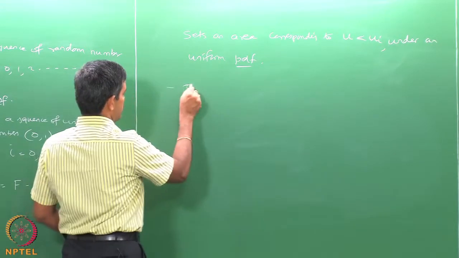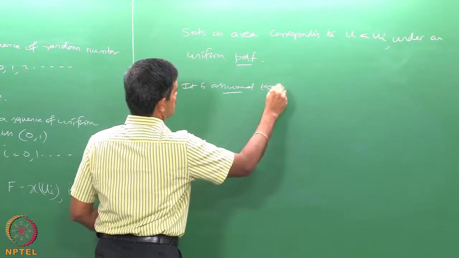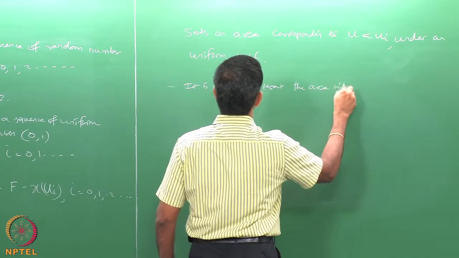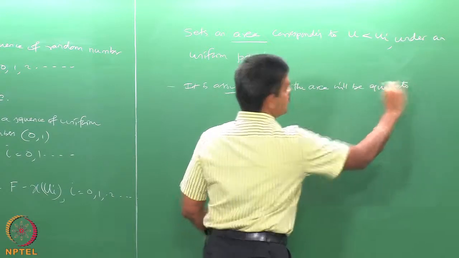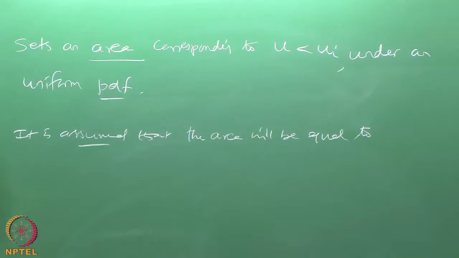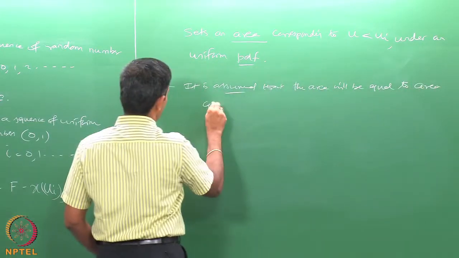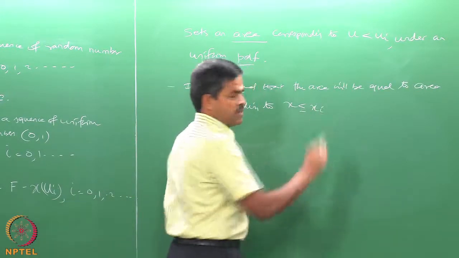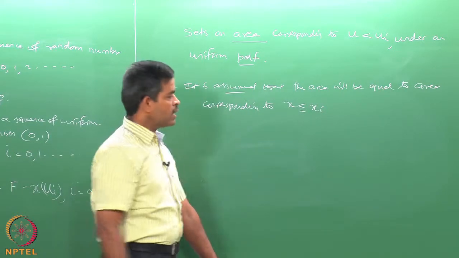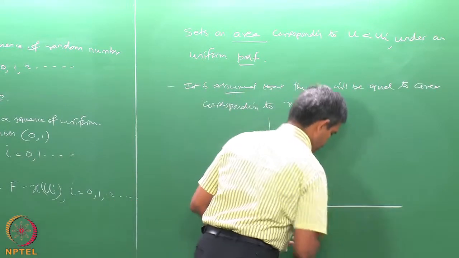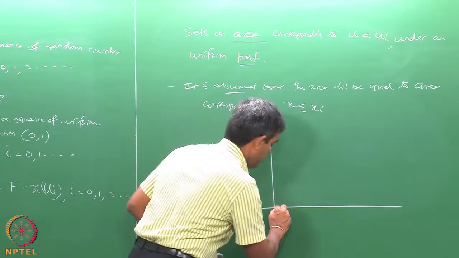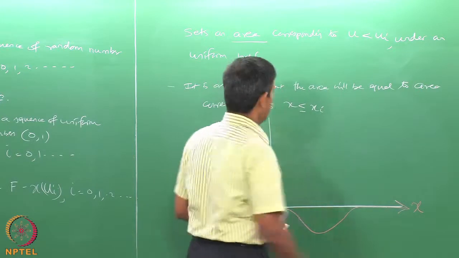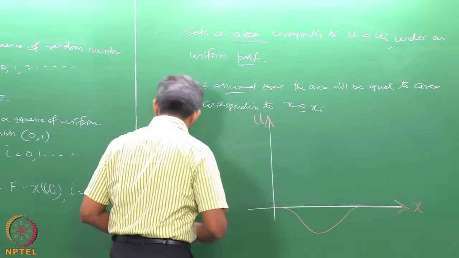Now, in this case there is a basic assumption. It is assumed that this area will be equal to the area corresponding to x less than or equal to xi under the PDF of interest. I can draw this graphically as you see here. Let us say I have a curve, say this is my x, this is my u, and I have a uniform curve here.